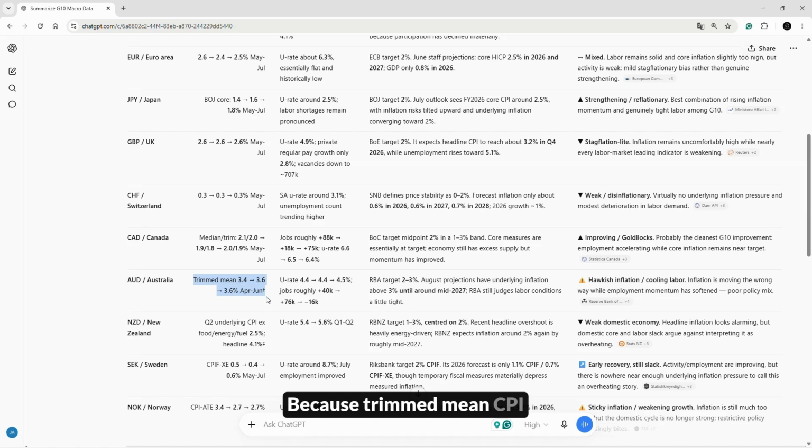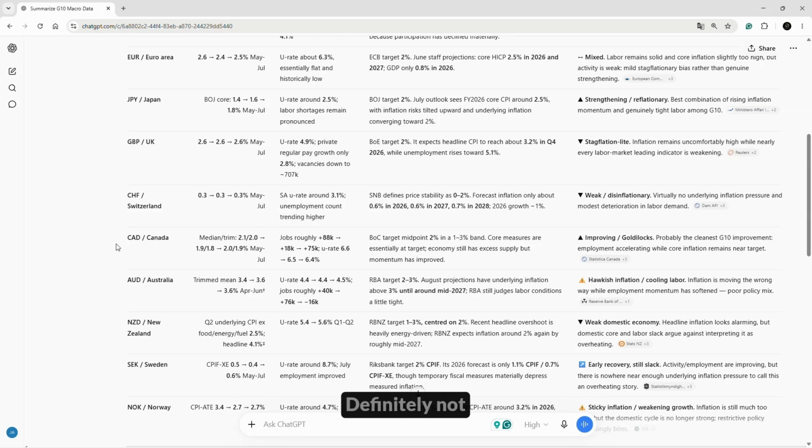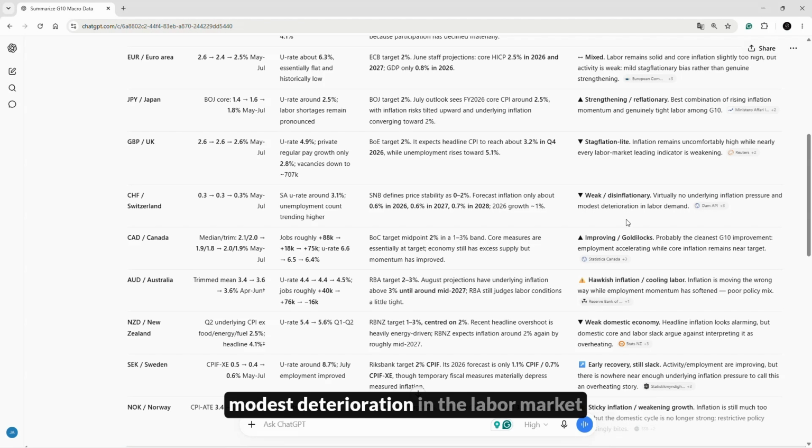Because trimmed mean CPI in Australia is too high for the central bank to be comfortable, so they will want to stay hawkish. The labor market is not great, but it's not too bad as well. Canada, because inflation is at the target, not great. We would want to be very bullish for the Canadian dollar. We would want inflation to be rising, moving away from the central bank's target, forcing them to potentially hike, but still the labor market is doing very well, and that creates a context in which the Bank of Canada is definitely not interested in cutting rates. Definitely not. On the contrary, Switzerland is sitting in a very different context. Virtually no underlying inflation pressures and modest deterioration in the labor market.